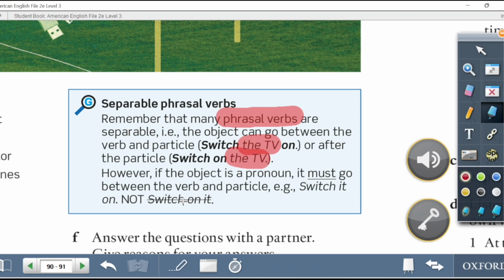حالا ببینید اینجا یک نکته خیلی مهم رو داره توضیح میده. However, if the object is a pronoun, it must go between the verb and particle. For example, switch it on. درسته. ببینید switch it ما به جای the TV گفتیم it. switch it on. ولی اگه بگم switch on it کاملا غلطه. پس من میتونم 3 روش داشته باشم برای استفاده کردن separable phrasal verb ها. من میگم switch the TV on، switch on the TV یا switch it off.